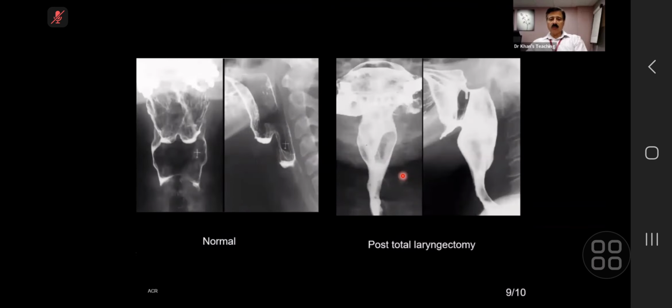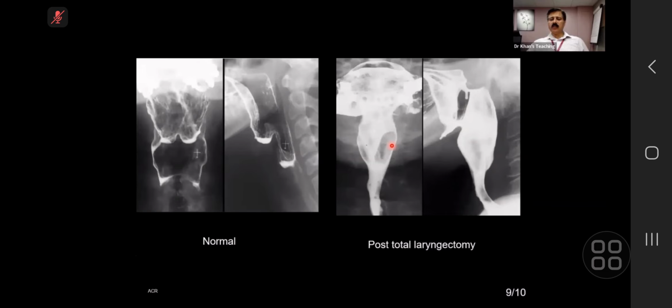So look at this picture now. And now you can understand it's featureless. Where is the vallecula? There is no vallecula. Where are the piriform sinuses? There is nothing there. And where is the hyoid bone? It's missing. Take home point is that this is a status post total laryngectomy.